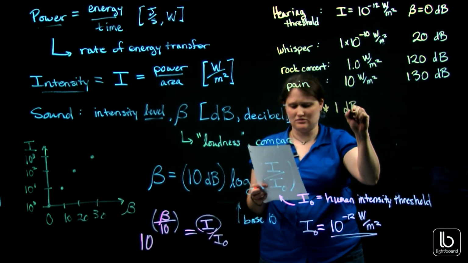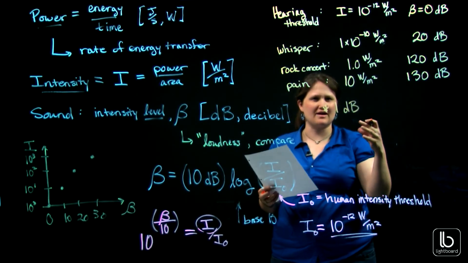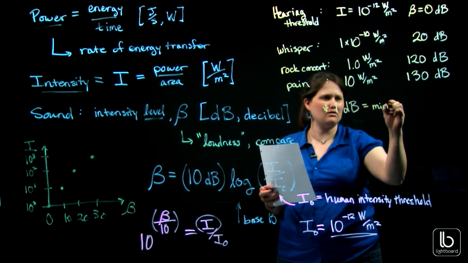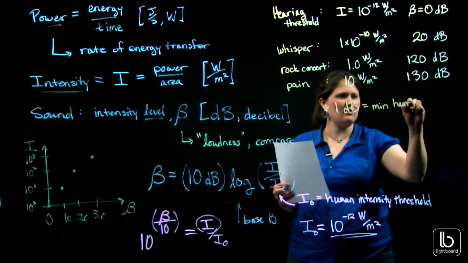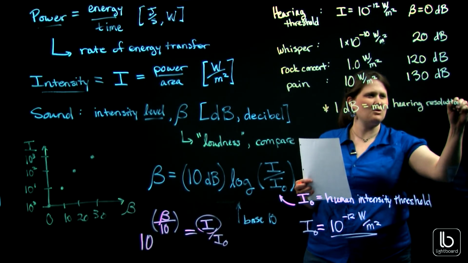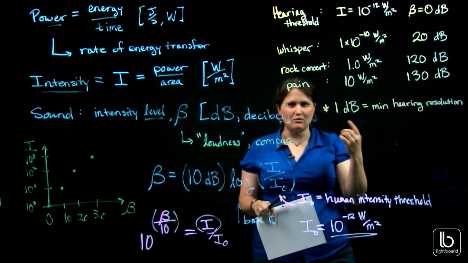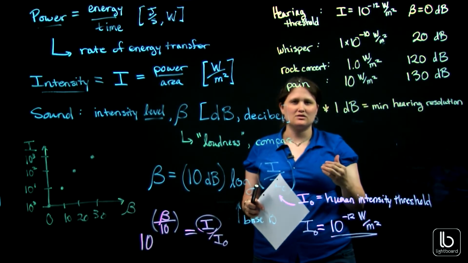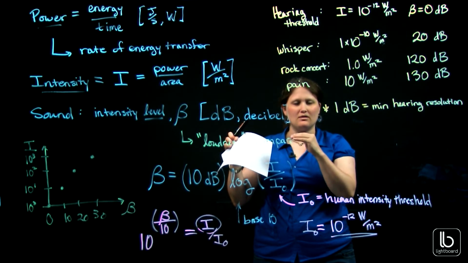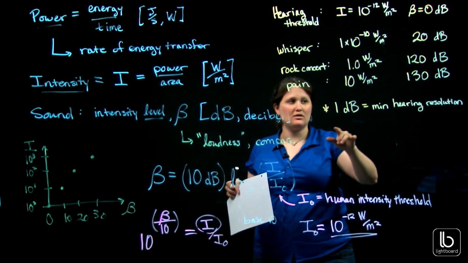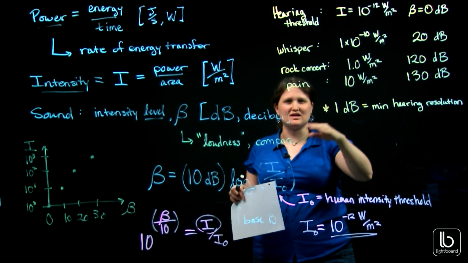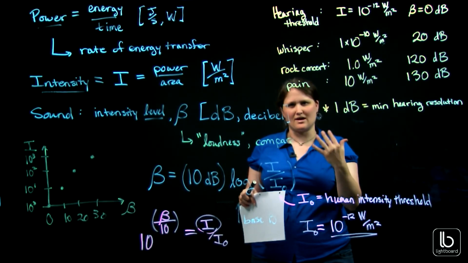1 decibel is like our minimum hearing resolution. And what I mean by that is it's the minimum change that we can detect in loudness. So if you were to hear two sounds, one louder than the other, this would be the minimum difference between them that you could actually hear. Anything less than a decibel, and you couldn't tell whether one was louder than the other.